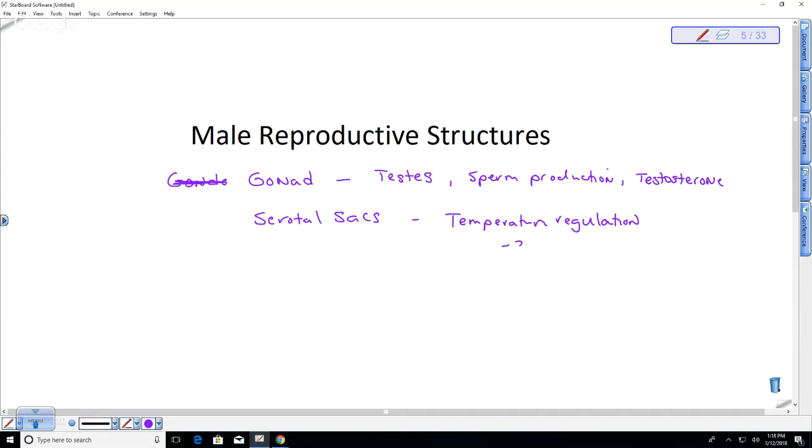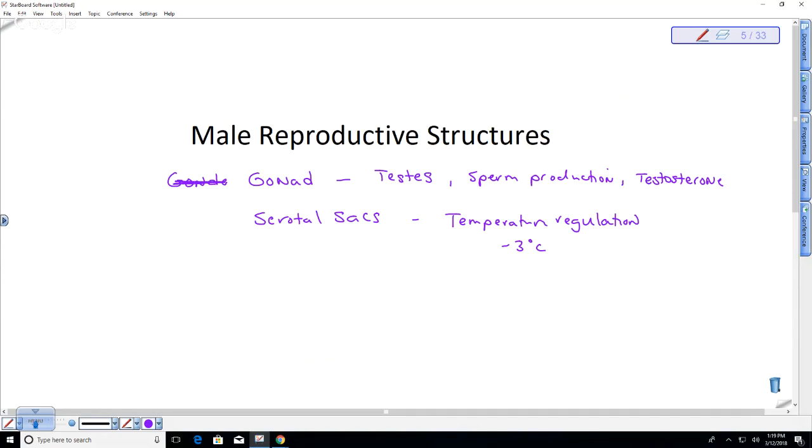So for some reason, sperm production needs to not be as warm as it is up in the body cavity. So it needs to be about 3 degrees Celsius cooler, so that would be like 34 degrees Celsius if your body temperature is 37 degrees Celsius. If the temperature is too warm, the sperm are deformed. So the scrotal sacs have the ability to pull the testes up towards the body cavity to warm them up, and they have the ability to let them down, to cool them down.